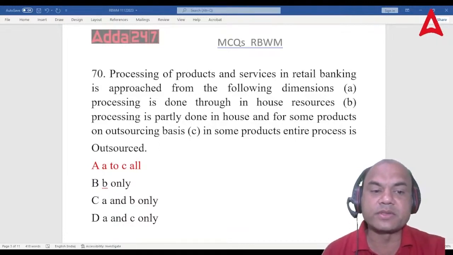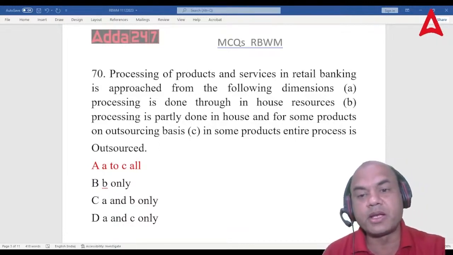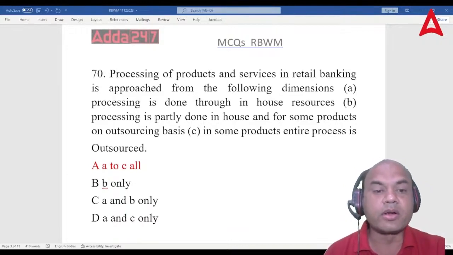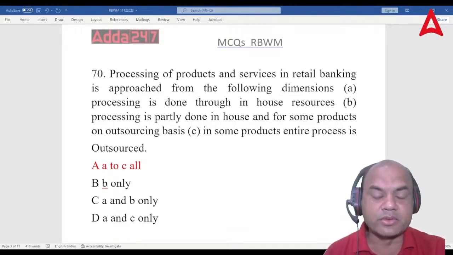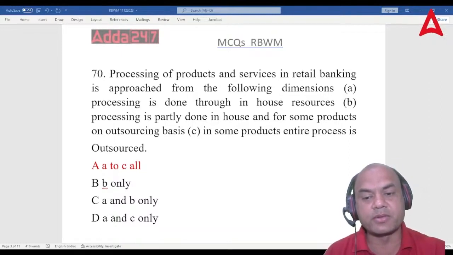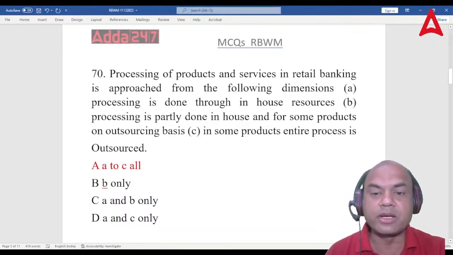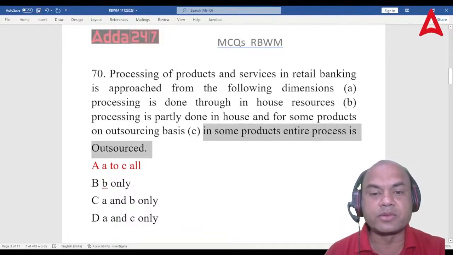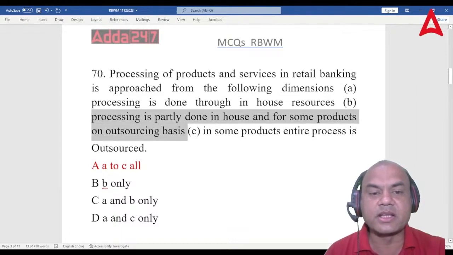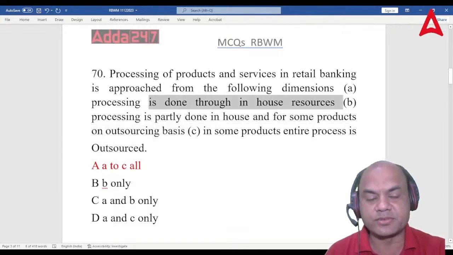Processing of products and services is approached via complete in-house, or partial outsource, or complete outsource. In foreign banks, they generally do complete outsource. This is done in Indian private banks, and this is generally done in nationalized banks in-house. Okay.